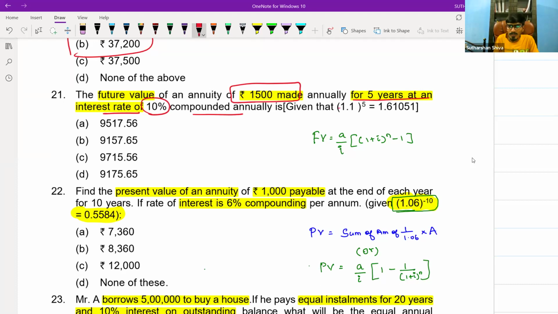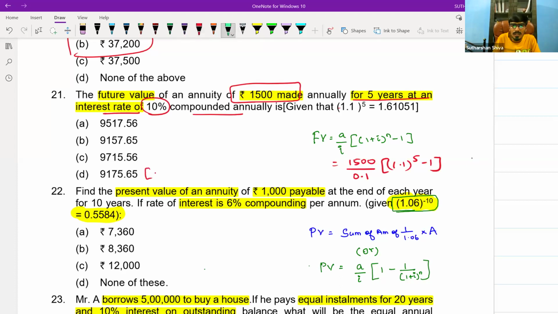But what is the formula? Future value is equal to A by I into 1 plus I whole power n minus 1. So here A value they have given 1,500. I value I know, this is 10%, so it is 0.1. 1.1 whole power 5 years minus 1. I can do it in my calculator in a single step.